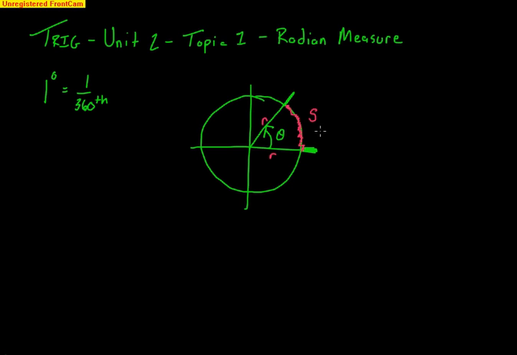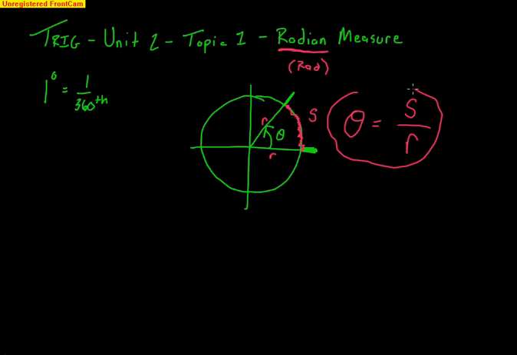The way that we do this, we call radians, and it's abbreviated RAD. So basically theta in radians is equal to the arc length divided by the radius. That's a pretty important formula to understand. This is when theta is not in degrees, but is measured in radians.